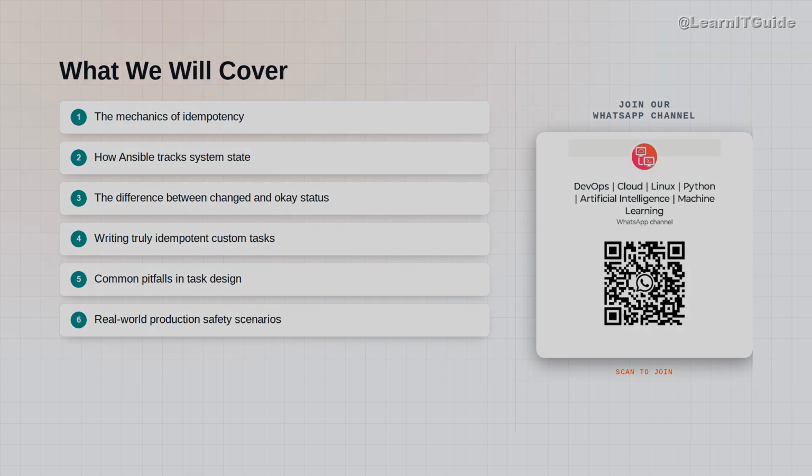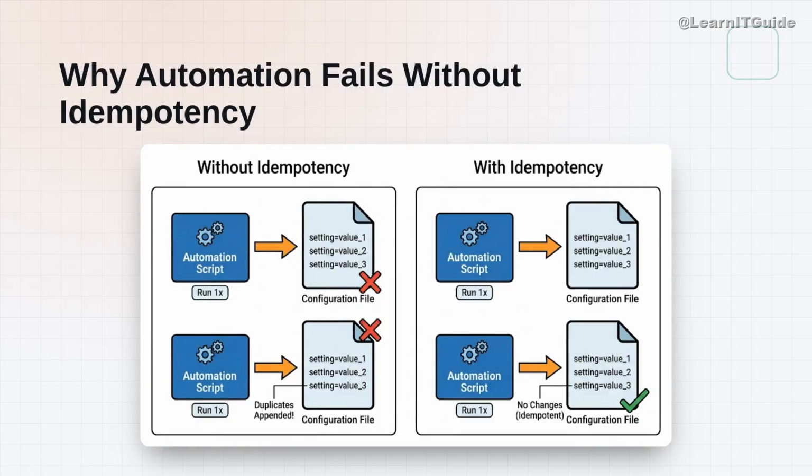Let us get started. So, what happens if your automation is not idempotent? Think about a simple bash script that appends a configuration line to a file. If you run that script 10 times, you end up with 10 identical lines. That is a mess. Now, imagine that at a scale of 500 servers, you cannot manually fix that. This is the problem Ansible was built to solve. It ensures that no matter how many times you run your playbook, the end result is exactly the same.